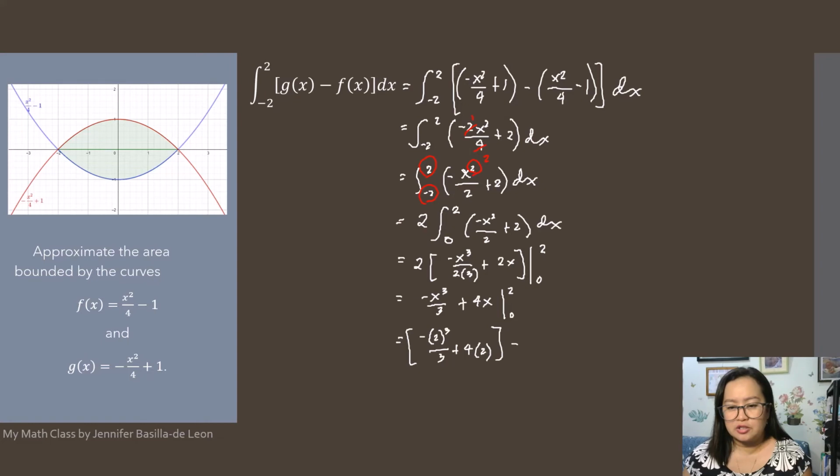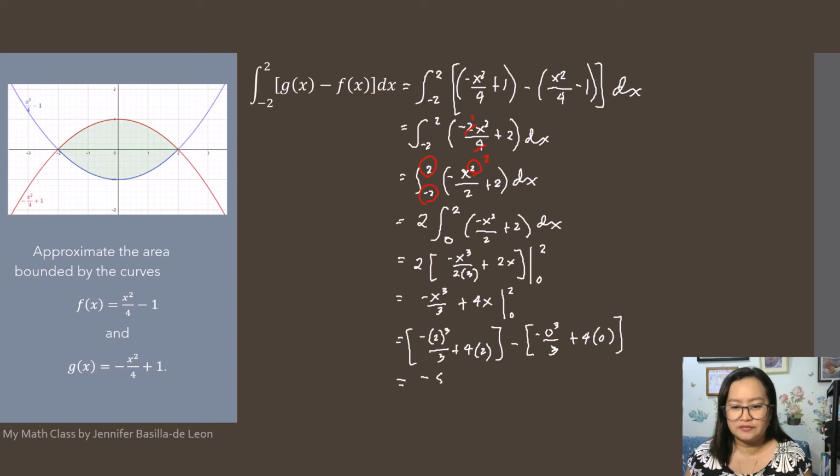Minus the function evaluated at 0. Now, since we have 0 divided by 3 and 4 times 0 is also 0, then the subtrahend will just be equal to 0. So we'll just focus on the minuend.